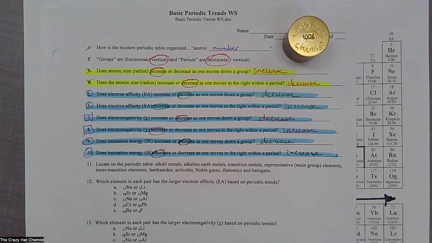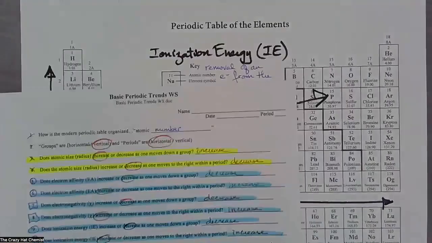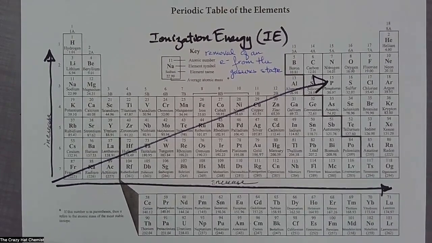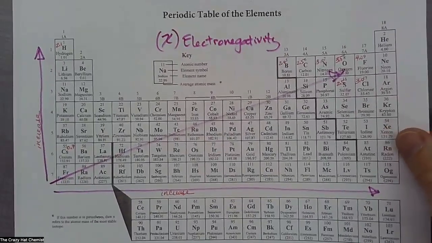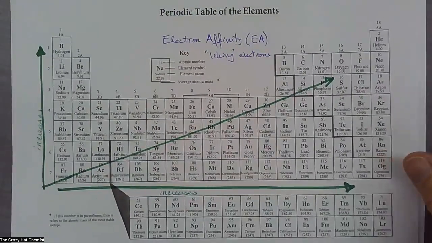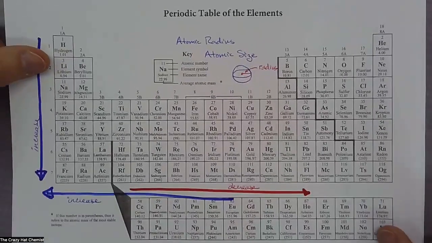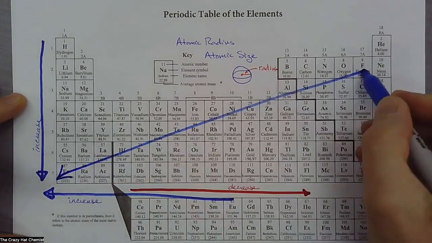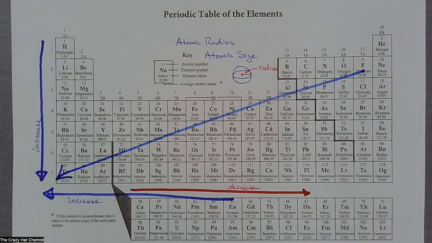You should see that I have highlighted the size in yellow. In yellow, the size is exactly opposite that of electron affinity, electronegativity, and ionization energy. In fact, electron affinity, electronegativity, and ionization energy follow the same trend. So let's take a look at that here on our periodic tables. There is ionization energy. That is the trend. Here is the trend of electronegativity. It's the same. Here is the trend for electron affinity. That is the same. And oh my, here is the trend for size, atomic size, and that is exactly opposite.